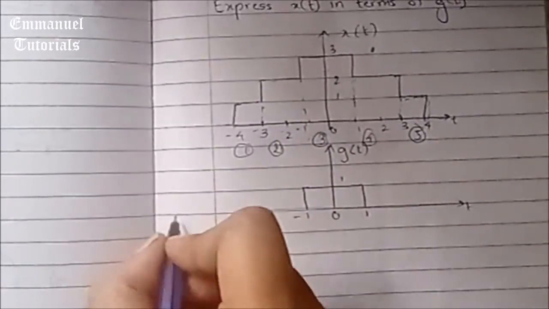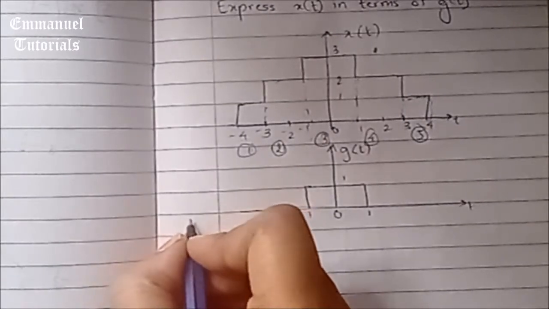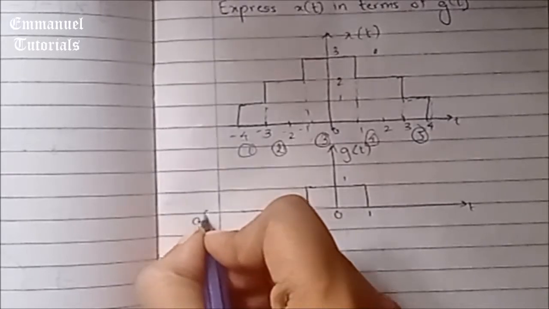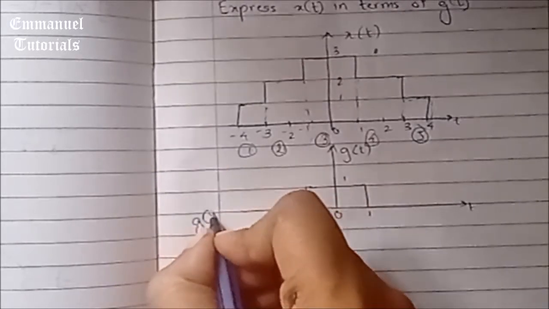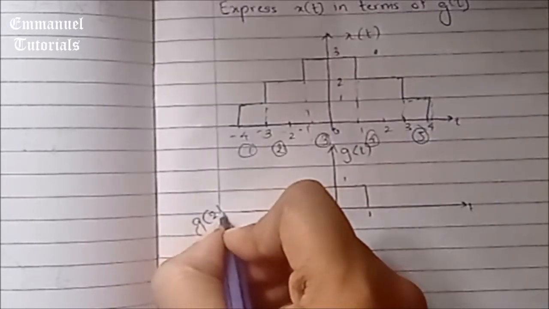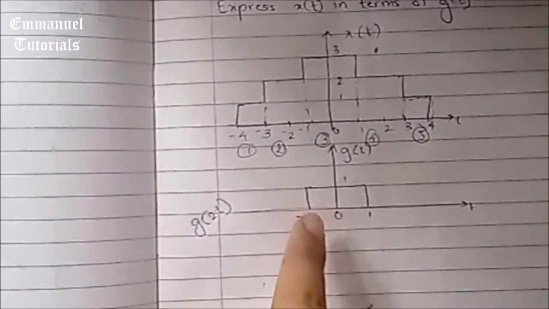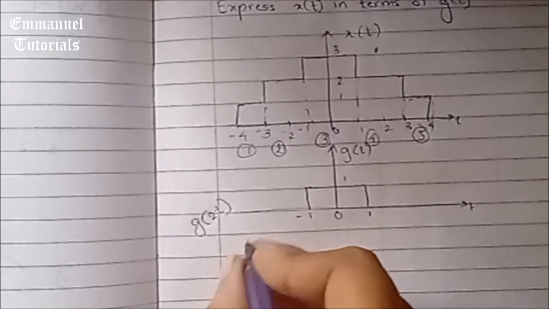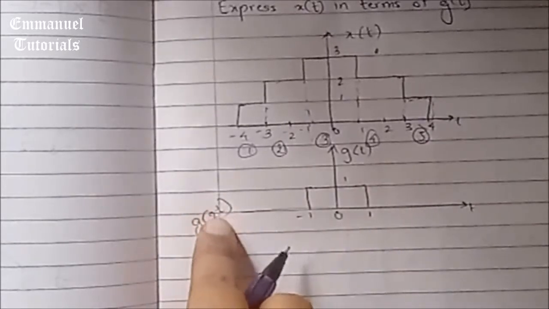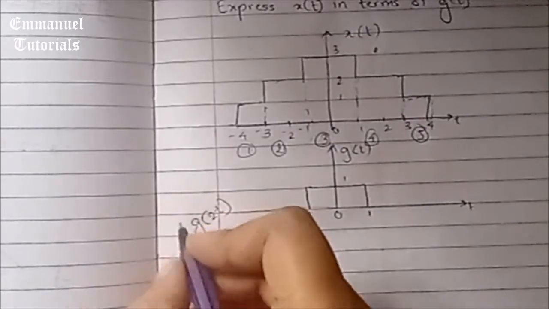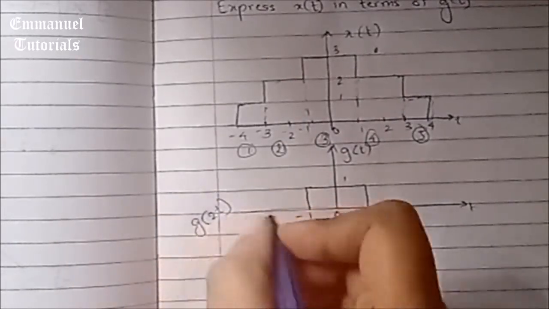So for compression, what do we do? It is time scaling. So can we say it is g of 2t, because it is compressed by 2. Compression always means you're going to multiply it by the value it is compressed. So it will be g of 2t.